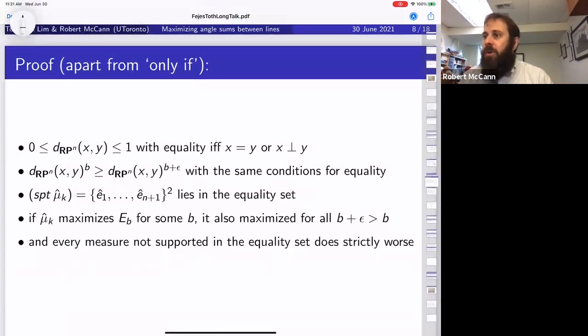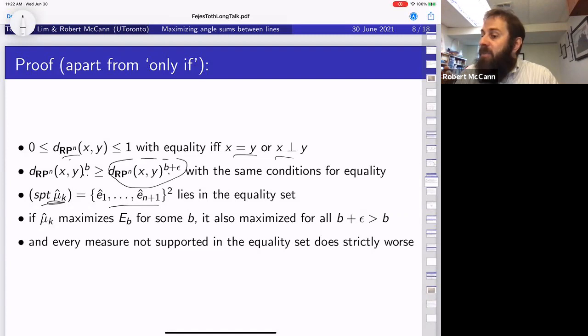Okay, so apart from the only if, how does this proof go? Well, we've normalized the projective distance to be between 0 and 1, and equality holds only if x is equal to y or orthogonal to y. So if I raise this projective distance to any two powers, b and b plus something positive, the larger power is going to be smaller, and equality is going to hold only in these two cases. And the conjectured optimizer has its support in the equality set.